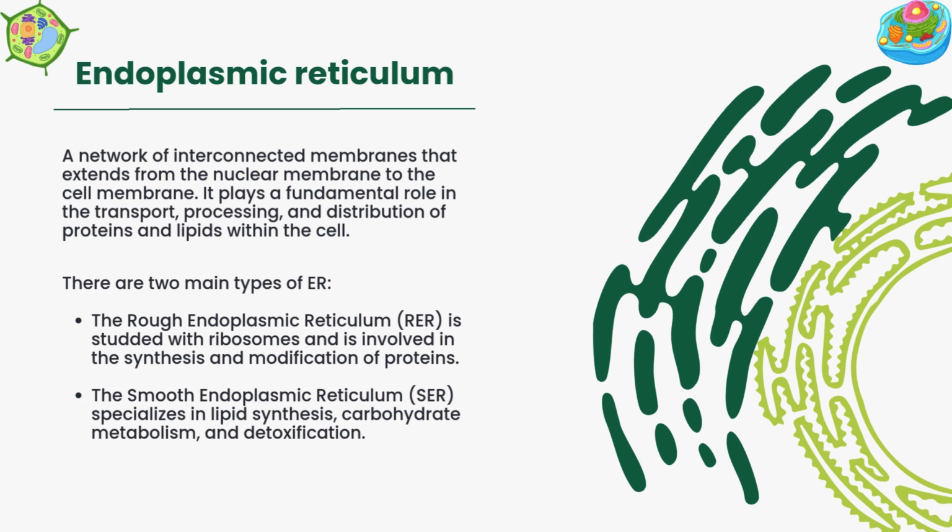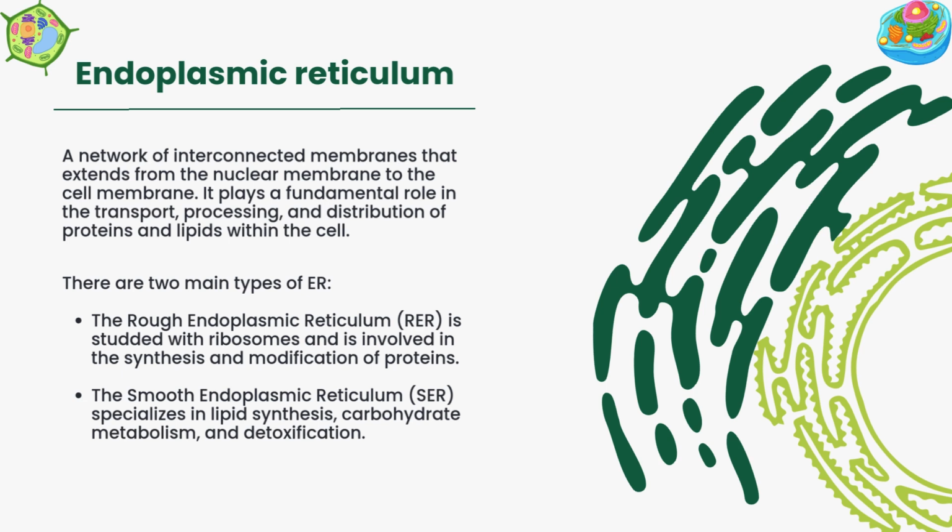As you can kind of see in that picture, we've got the rough endoplasmic reticulum, which is that light green color. You can see it has some bumps on it because it is studded with ribosomes and is involved in the process of synthesis and modification of proteins. And then the smooth ER, or smooth endoplasmic reticulum, specializes in lipid synthesis, carbohydrate metabolism, and detoxification. So you have two types. The rough ER has those little ribosomes dotted on it.